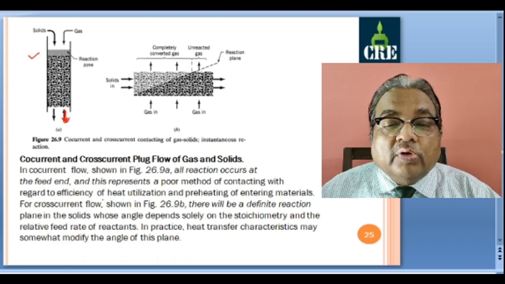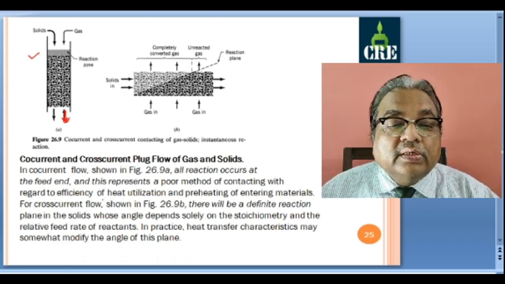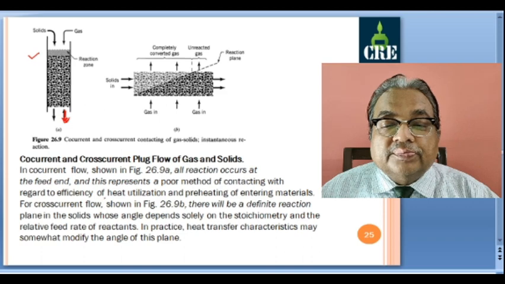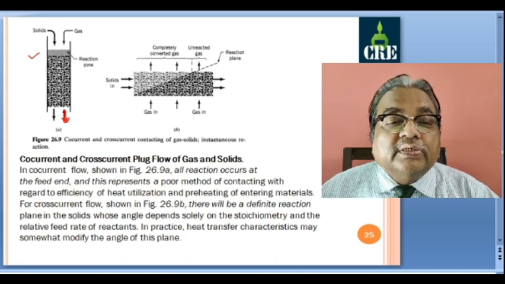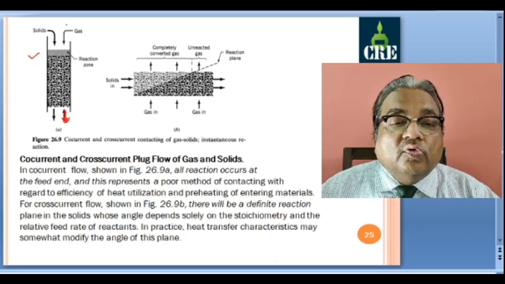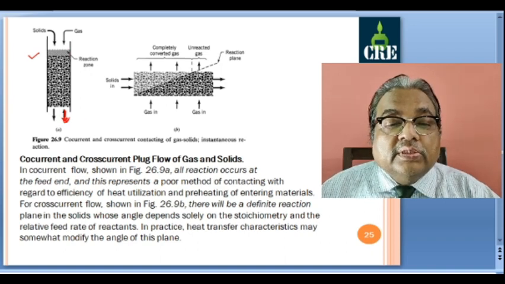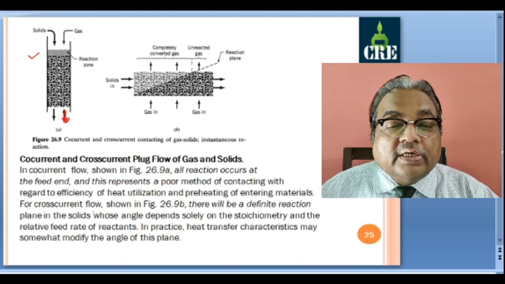So what we want is to increase the efficiency of heat utilization. So this is a poor representation. So cocurrent flow in this case is not advisable. We will see the cross current flow.